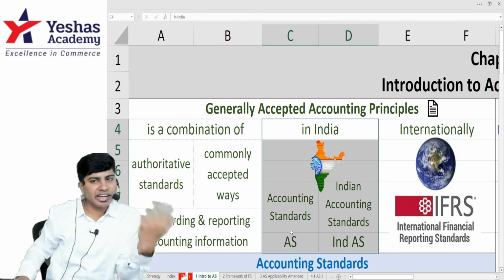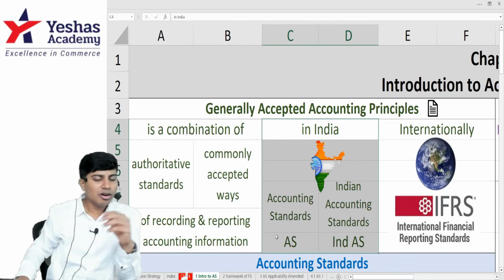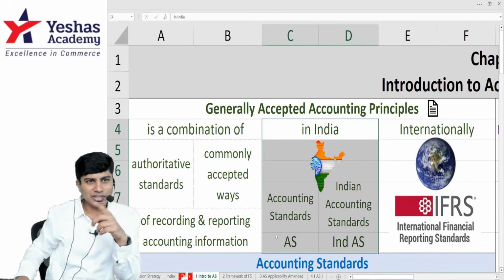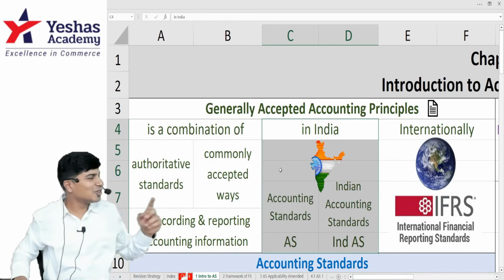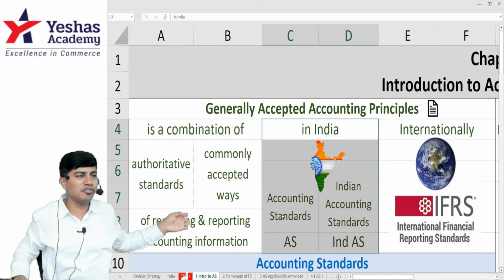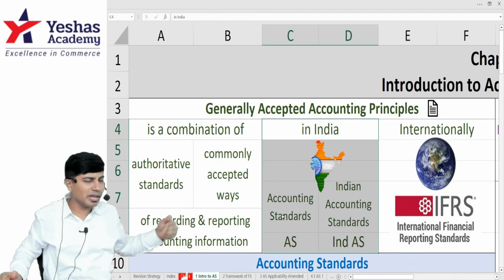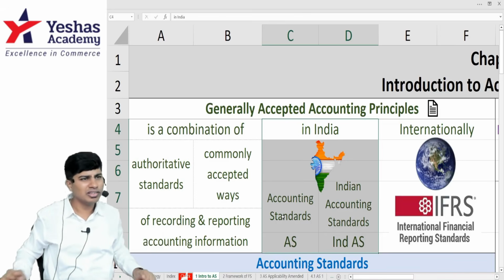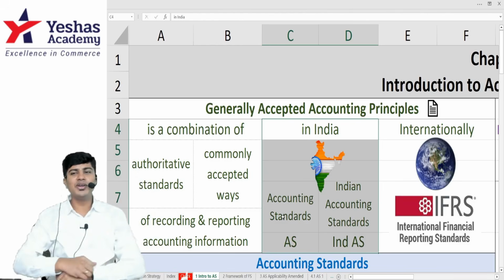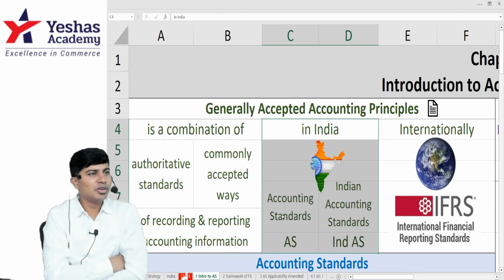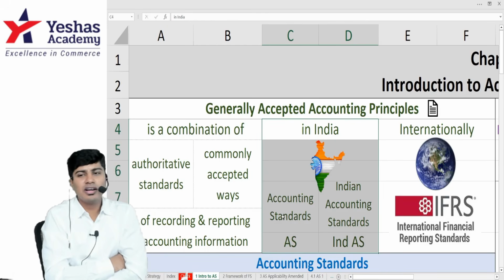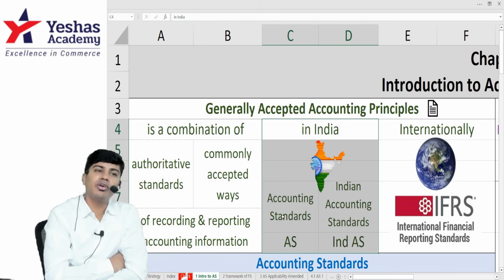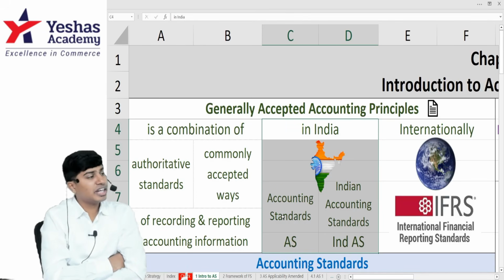If we ask our friendly neighbor, Bangladesh, to follow the accounting standards issued by ICAI, will they follow? They will not follow. They will say, why do we have to follow what you tell? You have ICAI, we have our own institute for accounting. We will issue our own rules. We will issue our own standards.